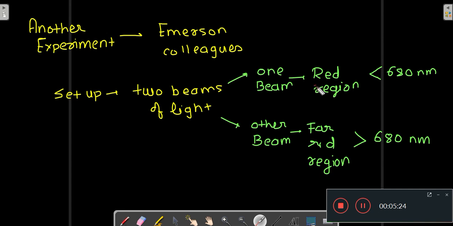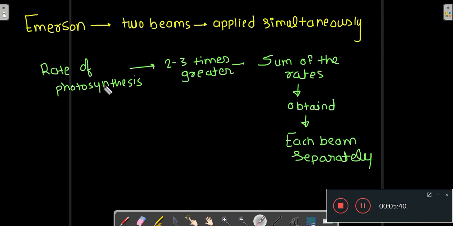So Emerson applied the two beams simultaneously, and it was observed that the rate of photosynthesis is 2-3 times greater than the sum of the rates which were obtained from each beam separately.